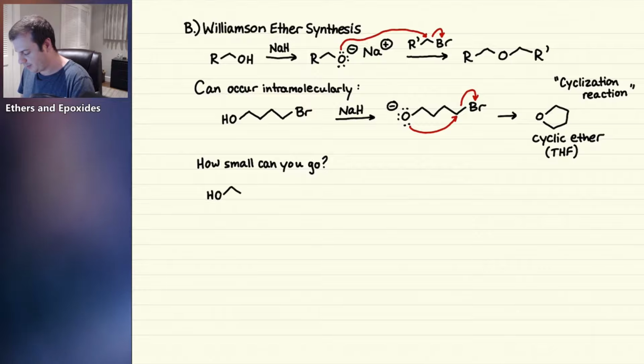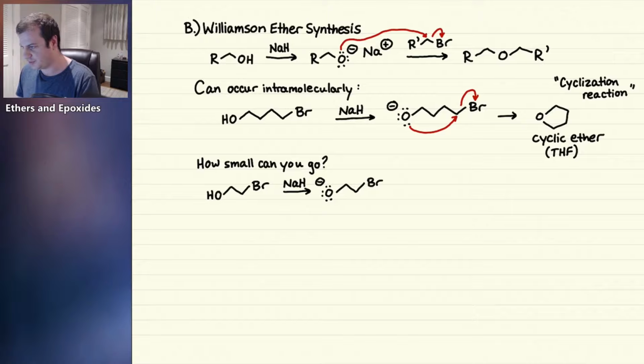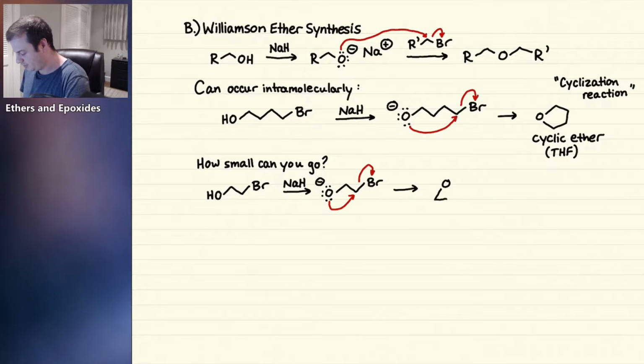So if we take this alcohol alkyl halide and treat that with sodium hydride, it turns out it works. And we're going to produce, just as usual, our deprotonated sodium alkoxide. Notice I'm not drawing the sodium counterion because it's just going to clutter the screen. That O- is going to attack on itself and kick out bromide. And that's going to give us the 3-membered ring cyclic ether. So this is, again, a cyclization reaction.